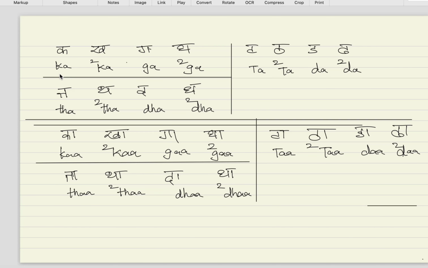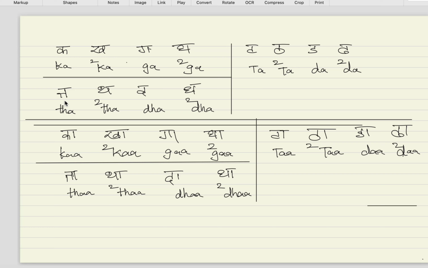Ka, I typically write it as Ka. Kha is Mahaprana, so I write it as Ka with a number 2 above that syllable. Ga, I write it as Ga. Gha, I write it as Ga again, but with the number 2. This tells students when they read this, Ka is Ka. Kha, when they see the number 2, they emphasize that Ka and give the enunciation needed as Kha. And when I write Ga with the number 2, they give some enunciation there as Gha.